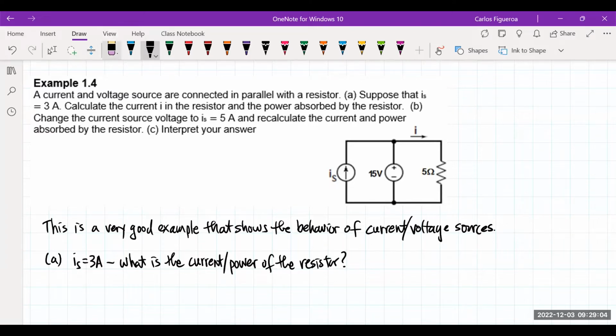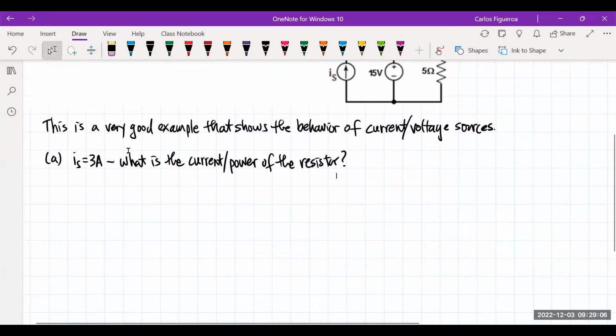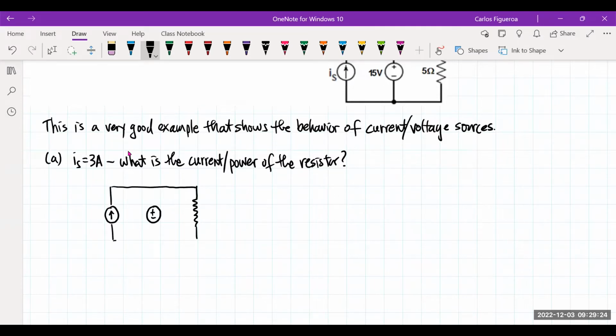So here we go. What I'm going to do here is start off by drawing the circuit. I'm going to have a 3 amp, a 15-volt source, and then I'm going to have my resistor that looks like this. So this is 3 amps, this is 15 volts, and this is my 5 ohm. And I'm going to say that this here is going to be the current of the 5 ohm right there.